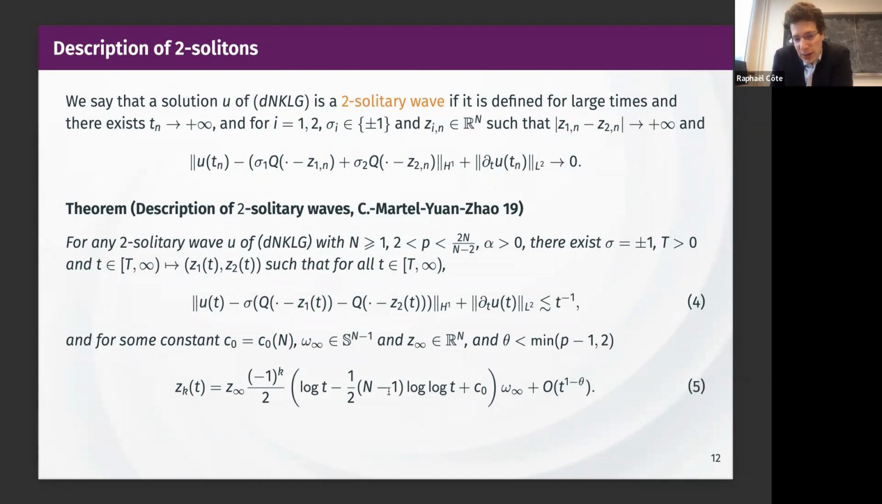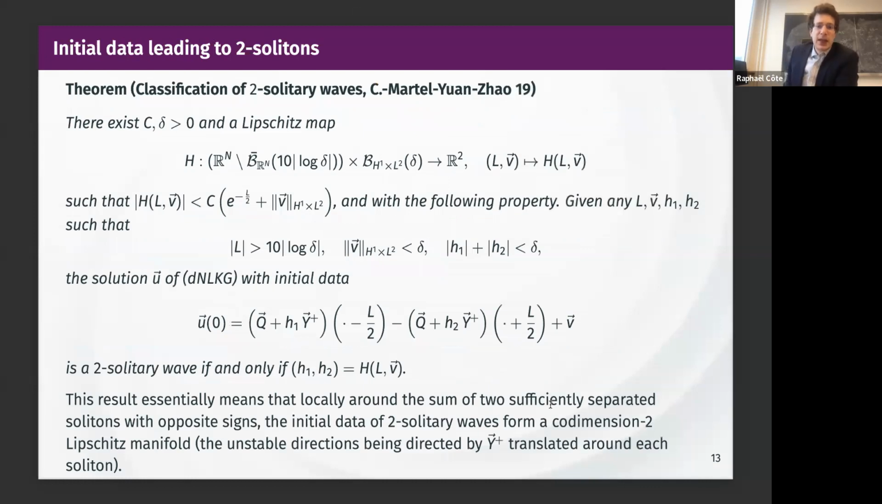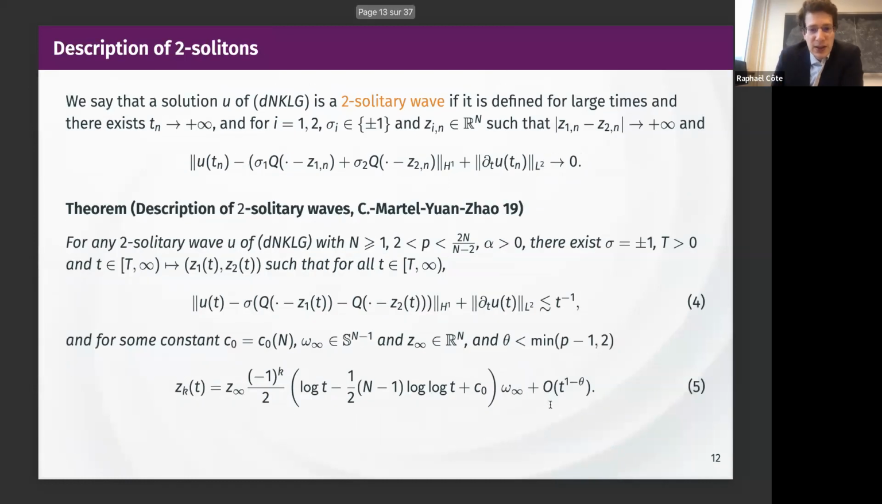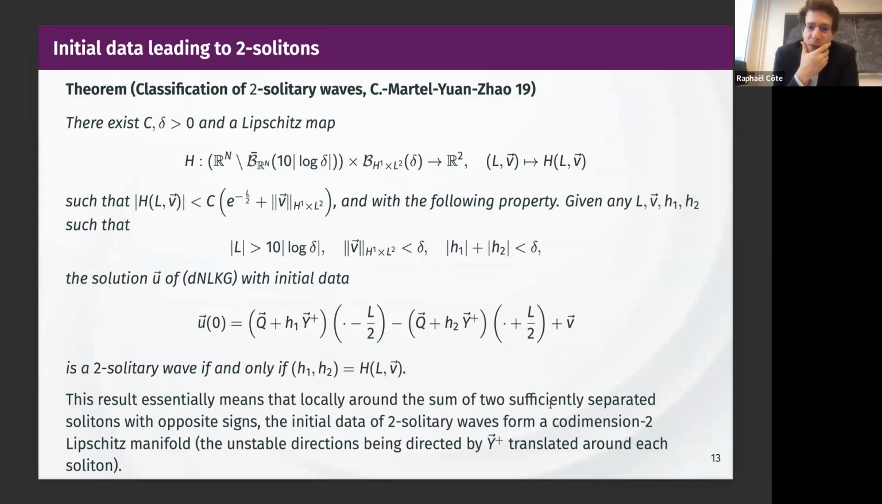Remember that n is greater than 2. The theorem works also in dimension 1, but in dimension 1 we have a much more precise result, because this term disappears in dimension 1. And so you have a very precise description of the center of each soliton. Okay, so this is some kind of stability result, and we can be more specific.